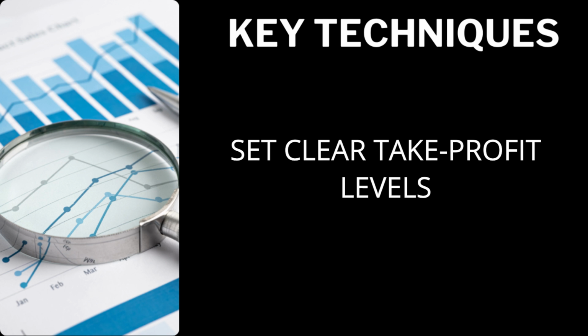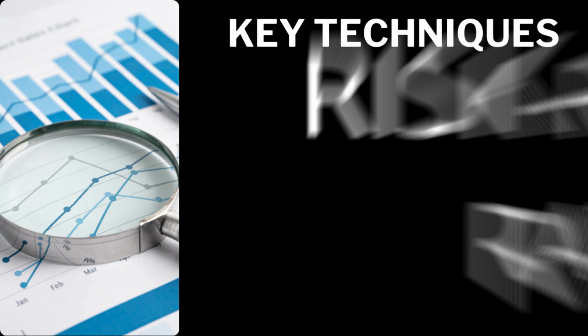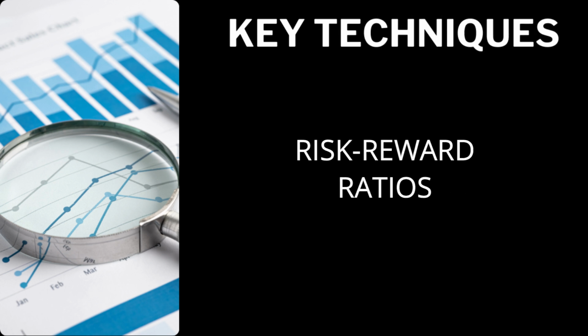So this helps you lock in profits at predetermined points. It's going to reduce the emotional aspect of trading. So you can use a risk to reward ratio, and that's a common practice. So let's say we're looking at a R to R of 1-3. So this means you risk $1, you make $3. So if your stop loss is set at 95, your take profit should be at 115.